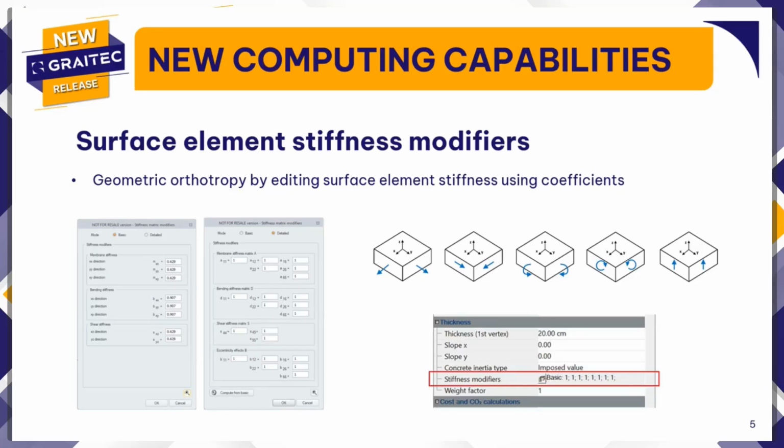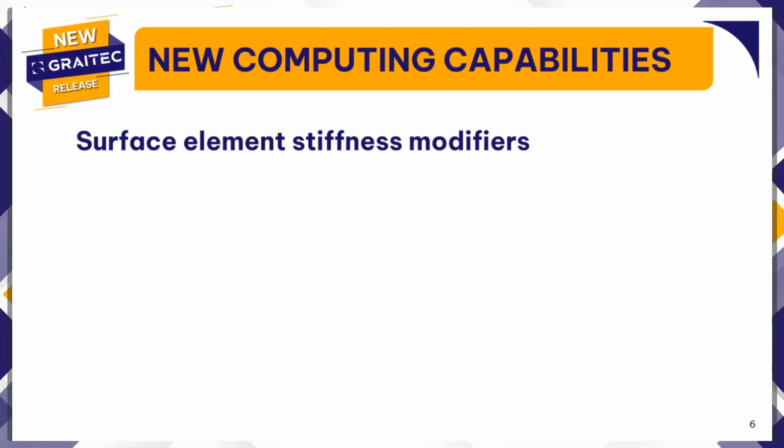There are many applications of this novelty. For example, we can use it for changing the stiffness due to cracking that is different in both directions. But I will show other examples.